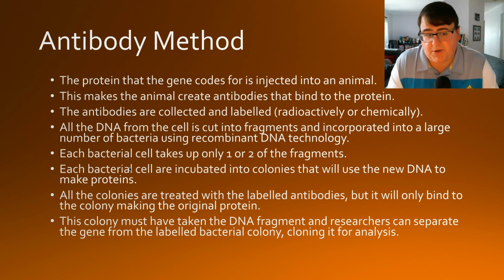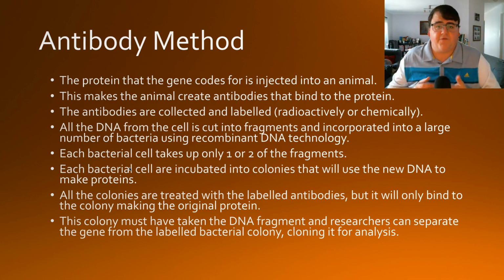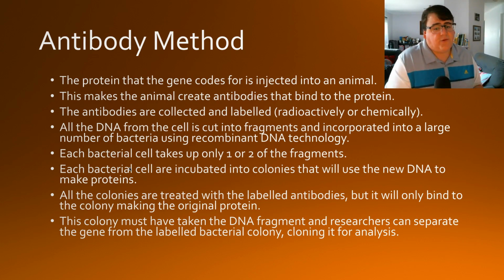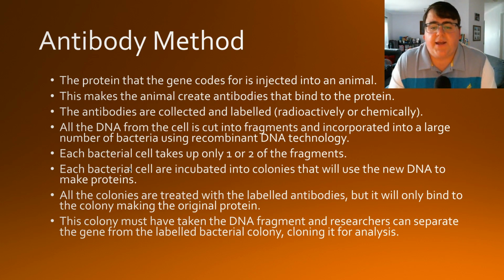Another way is the antibody method. So this is one that we would use if we don't know the nucleotide sequence, but we know what protein the gene codes for. We've taken a protein the gene that we're looking for codes for, we've inserted it into an animal, that animal creates antibodies, we then collect those antibodies and label them radioactively or chemically, and then we're cutting up the actual DNA that we want to test into different fragments.